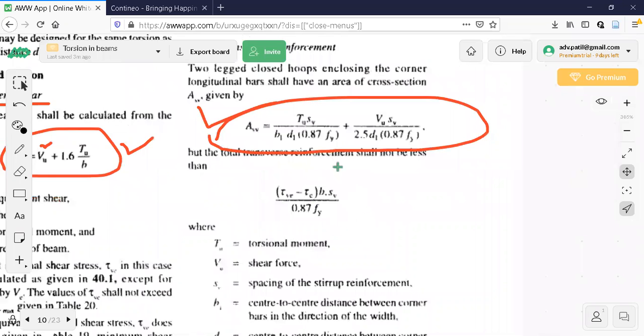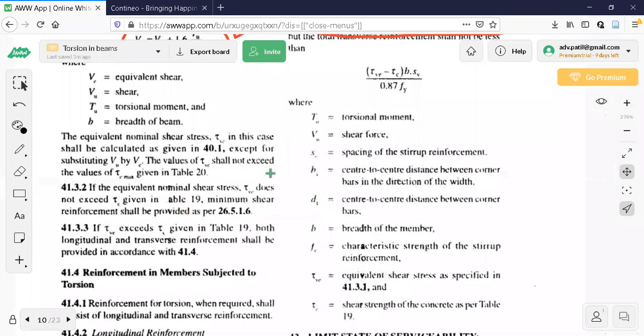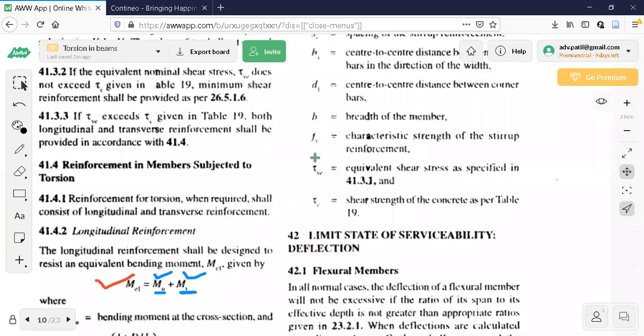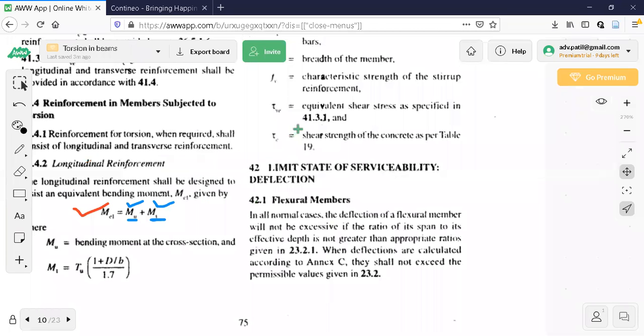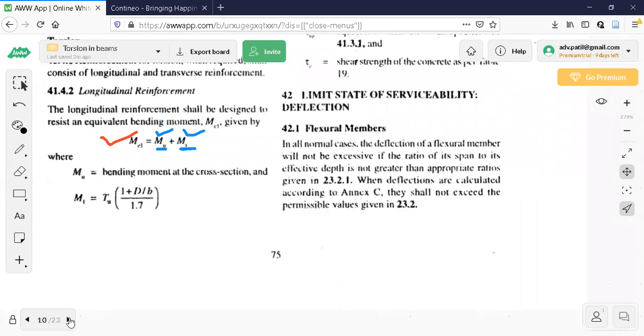It is directly taken from a question paper. Page number 75 should be referred to for solving this problem. This is page number 75. So let us start this example here.